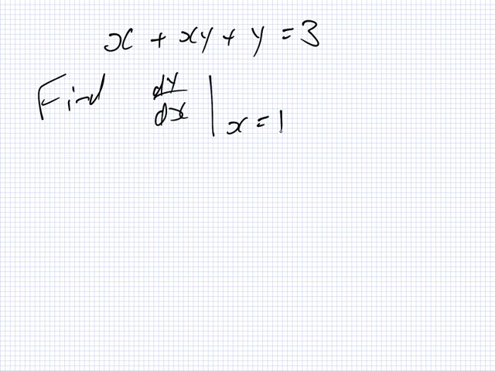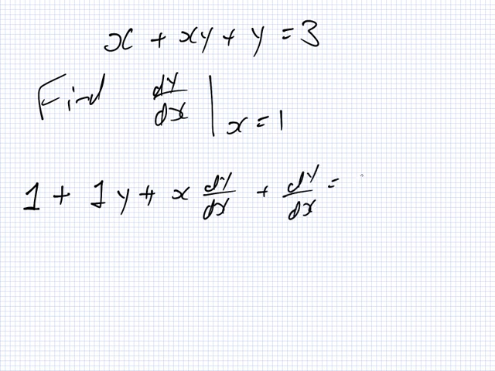Okay, let's have a look. What's the derivative here, Monica? Give me the derivative here. 1 plus y plus x dy/dx plus dy/dx equals 0. So you should end up getting dy/dx equals minus 1 minus y over x plus 1.